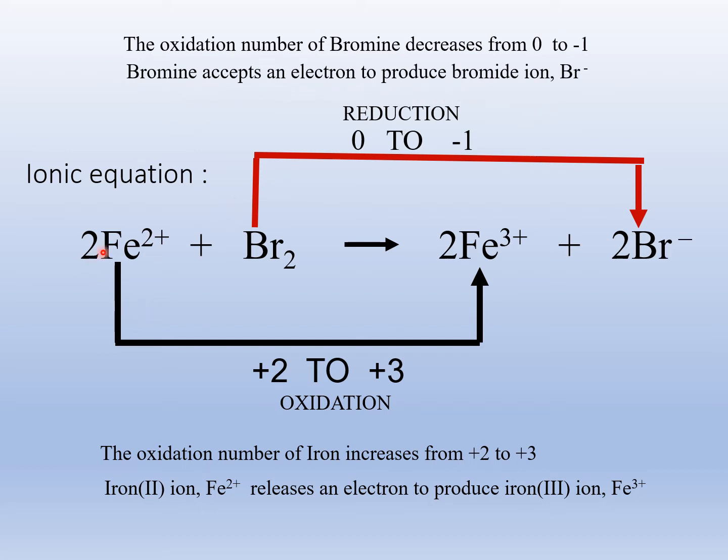Okay, while what happened to iron 2 plus? The oxidation number of iron in iron 2 plus increases from +2 to +3. Bila kita sebut pasal oxidation number, you kena ambil bromine, for example, and iron. Kita sebut elemen dia sahaja. From +2 to +3. Iron 2 plus ion will release an electron to produce iron 3 ion. So, iron is said to be oxidized. Increasing of oxidation number. Okay, please jot down in your handout.